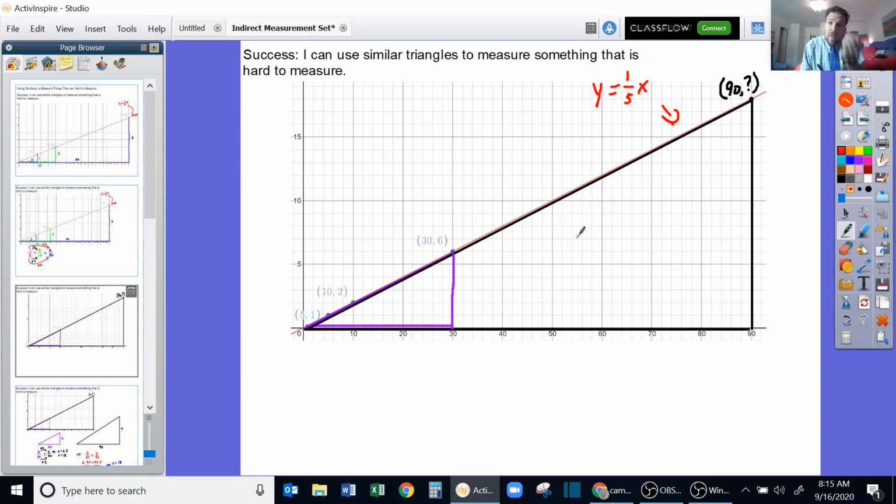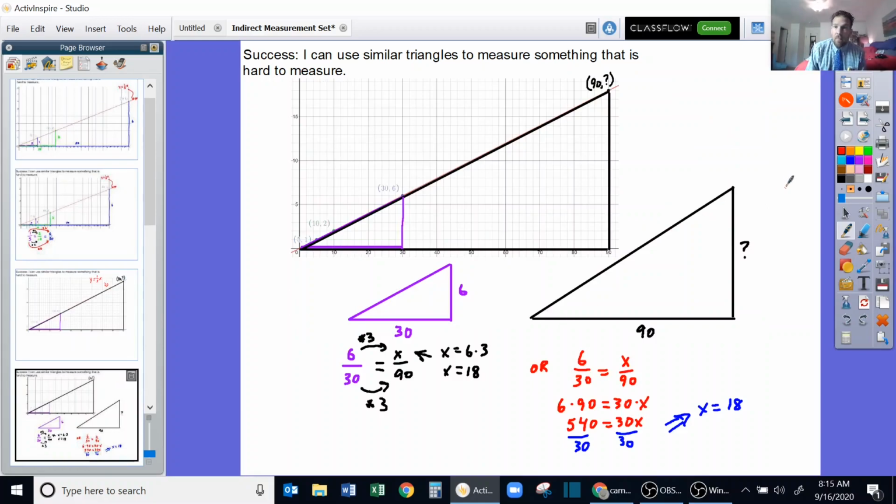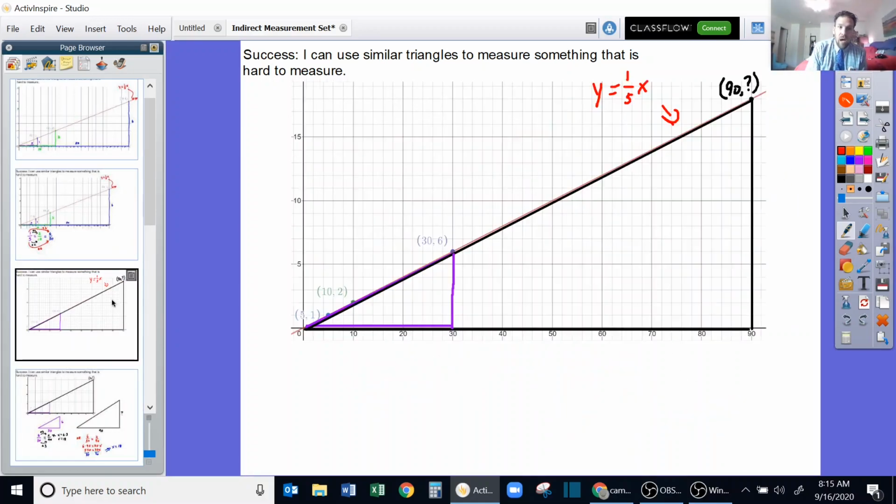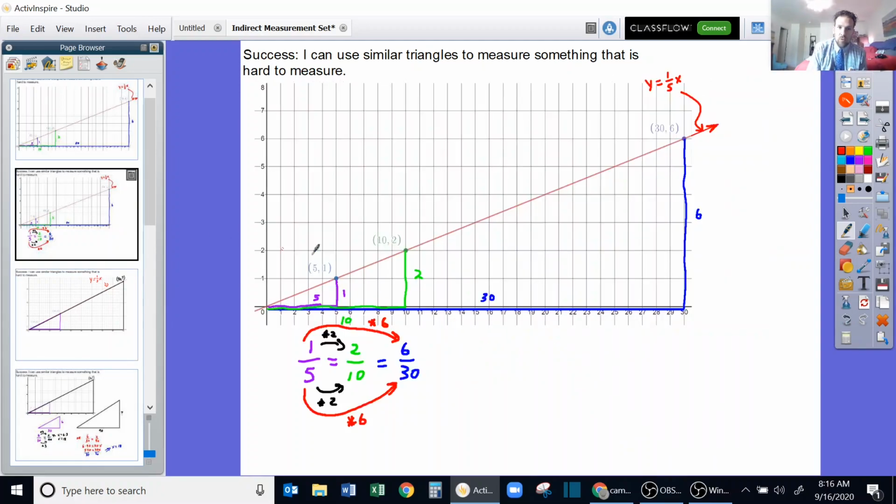But the work that we did with similar triangles should give us another way to find out what the height of that slope triangle, that big, huge black triangle there with 90 along the base, is. So what I've got here is a setup with similar triangles. I chose the medium one that we drew on the original drawing here.